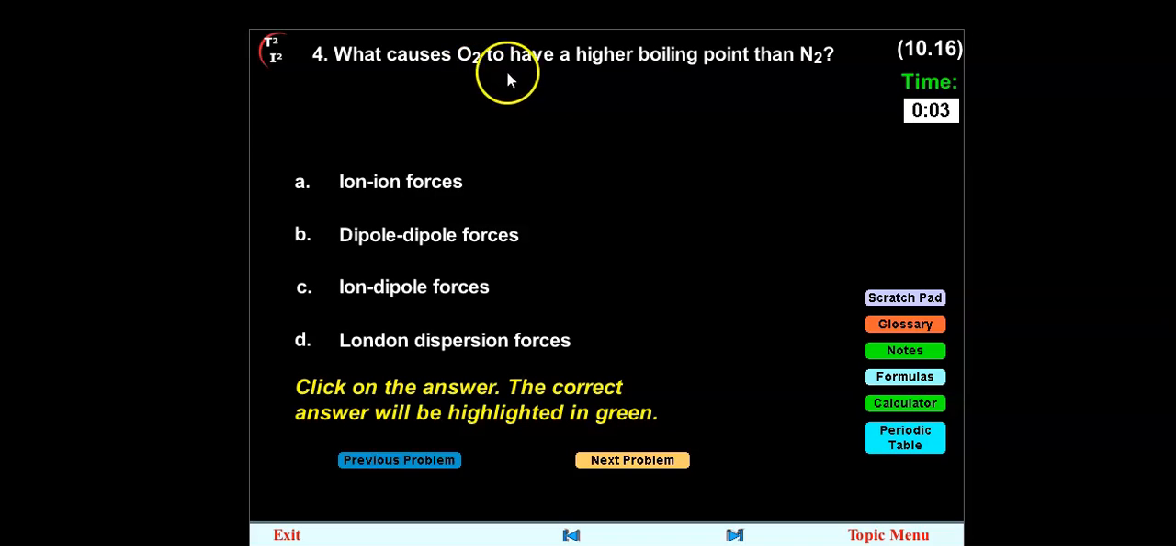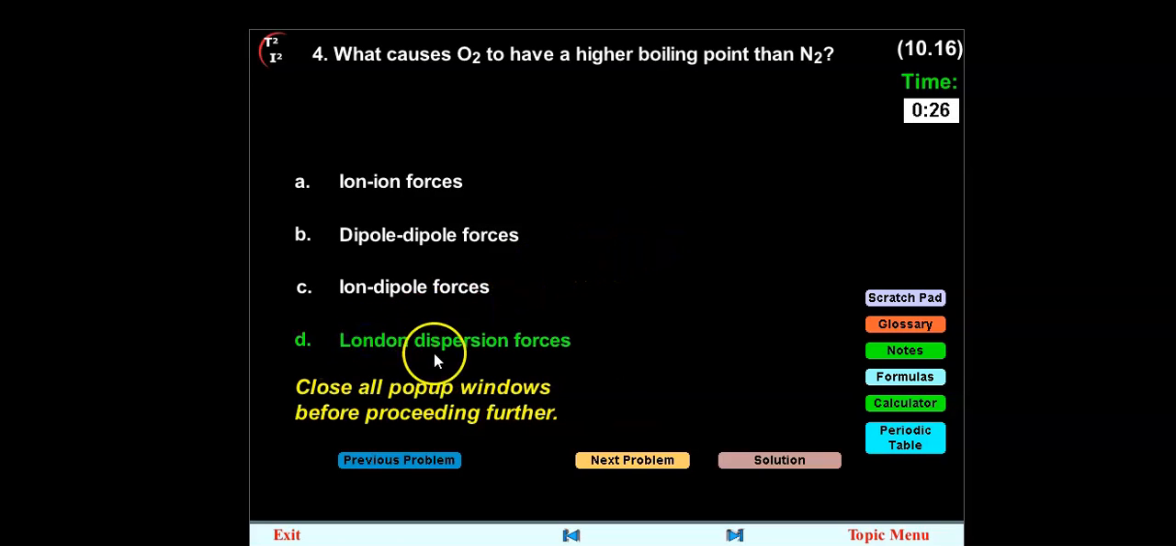What causes oxygen to have a higher boiling point than nitrogen? What is responsible for that? Of course, it is the dispersion forces. Remember, they are both elements, so all the elements will have London dispersion forces. You can look at this.